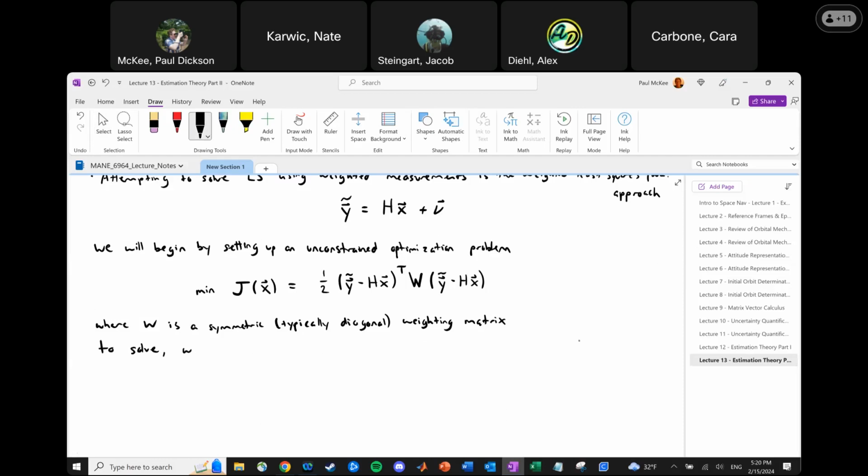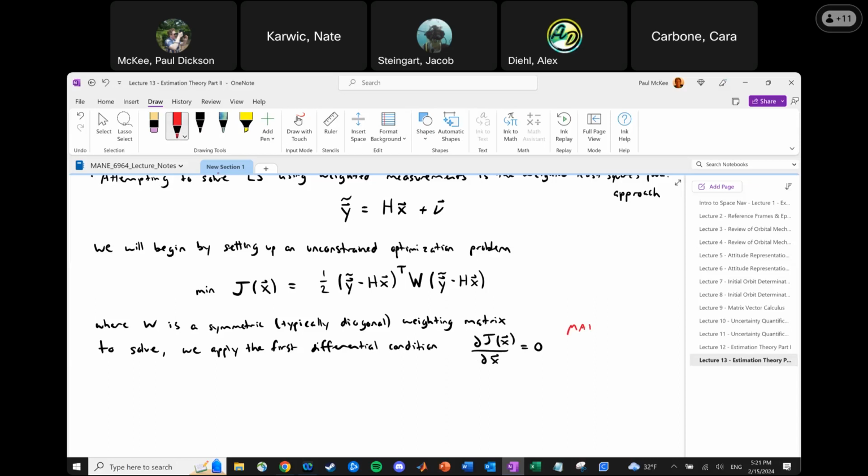To solve, we apply the first differential condition. And that is that the derivative of J, which is a function of x, with respect to x is equal to 0. Oh my goodness.